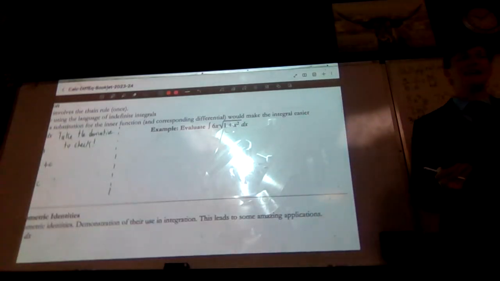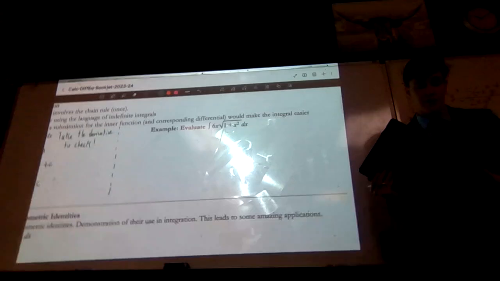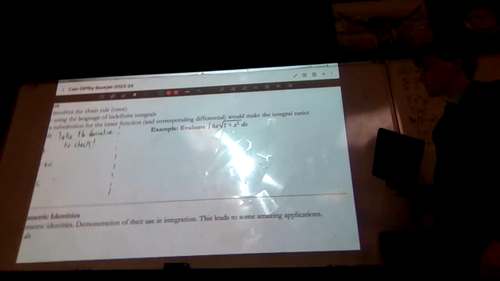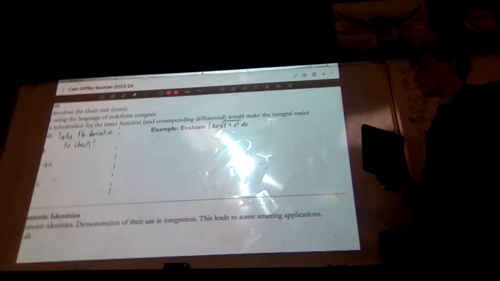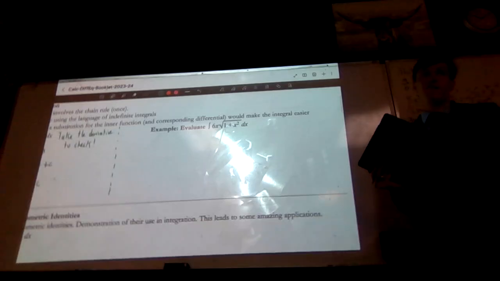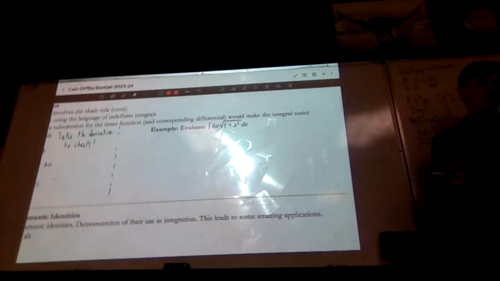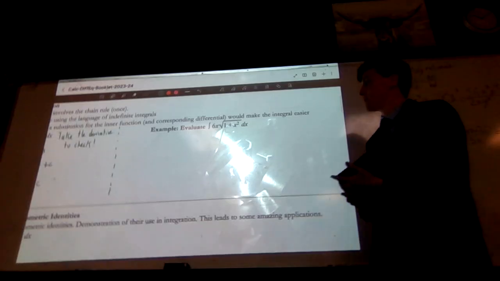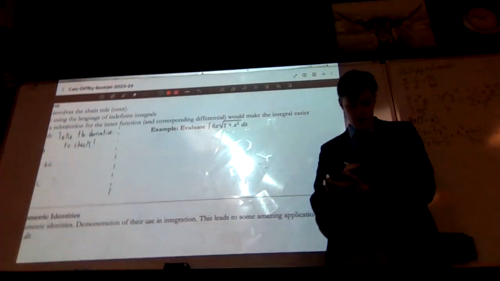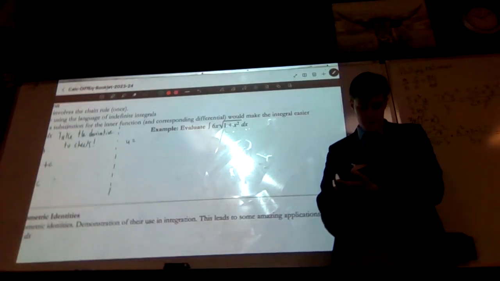You can do both. I would actually have to check if you can do both. I don't, off the top of my head. It's going to be hard because you're going to have a square root of 1 plus u. You could do it. It's just going to be a little bit harder than you need it to be. So I'm going to replace the inside. U is going to equal 1 plus x squared.